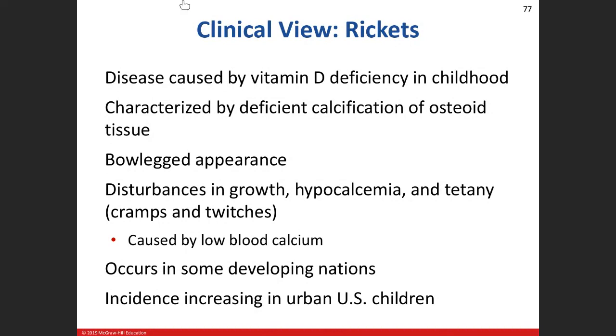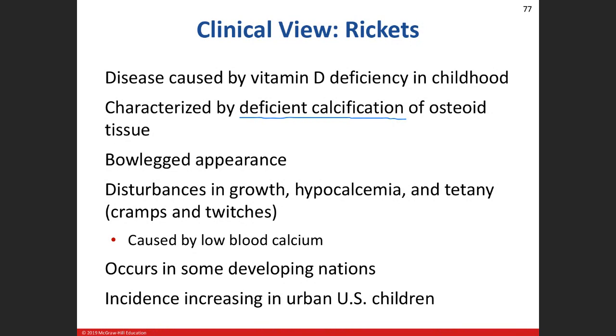All right, when we're dealing with rickets, we're dealing with deficient calcification of the osteoid. What does that mean? Well, calcification is when that osteoid hardens. So what does vitamin D have to do with that? We know what vitamin D does. It helps to increase blood calcium levels. So if you're deficient in vitamin D, then we can assume that your blood calcium levels are low. You're not going to have a lot of calcium at all.